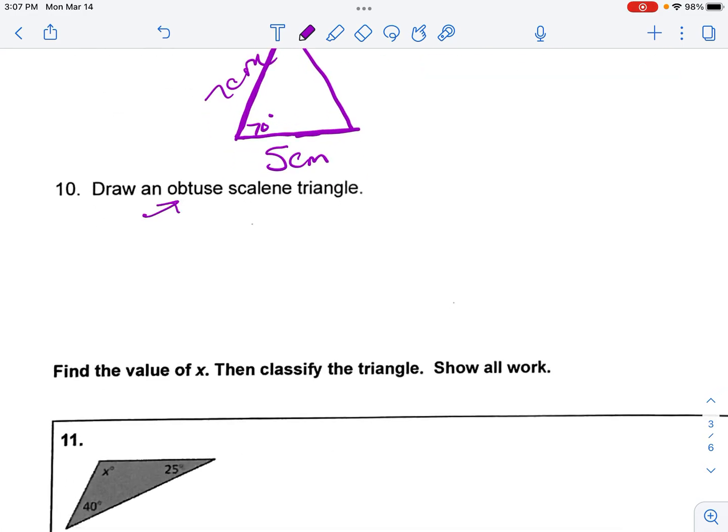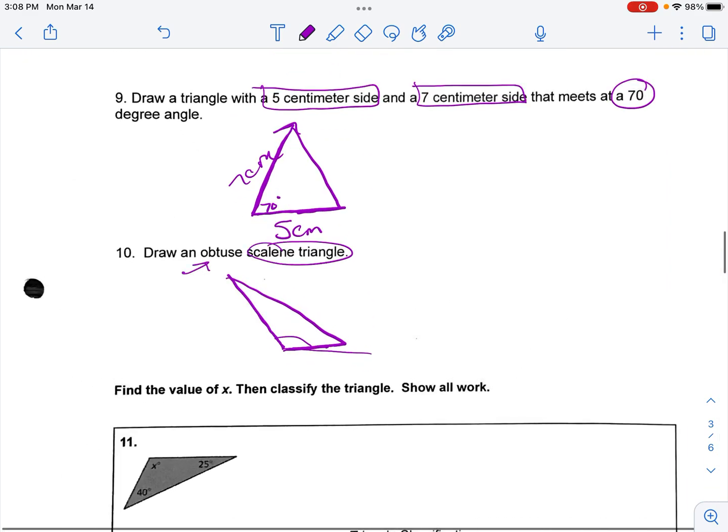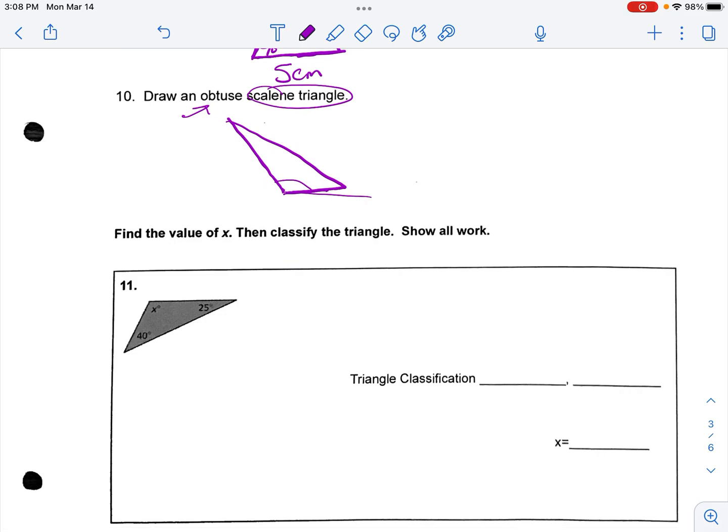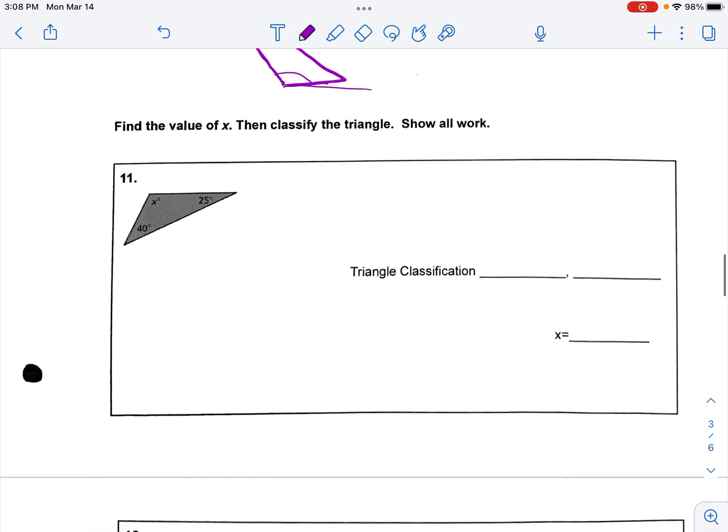Obtuse means one angle greater than 90 degrees. So one should come out larger than 90 degrees. Scalene means all three sides are different lengths. So you just need to make sure that you've got some different lengths going. And again, come to class and we can double check those together.